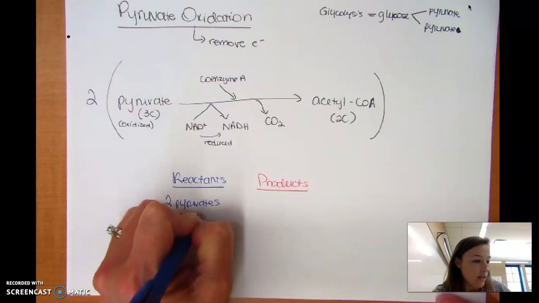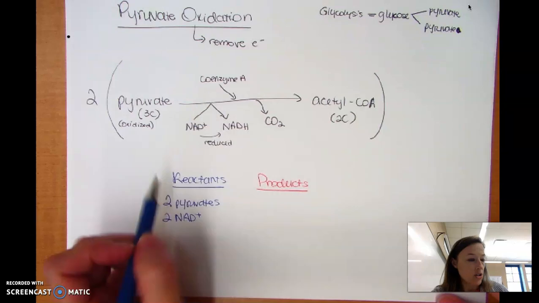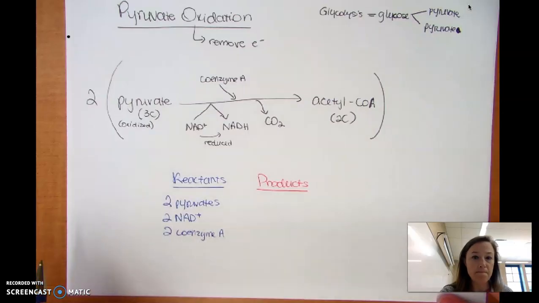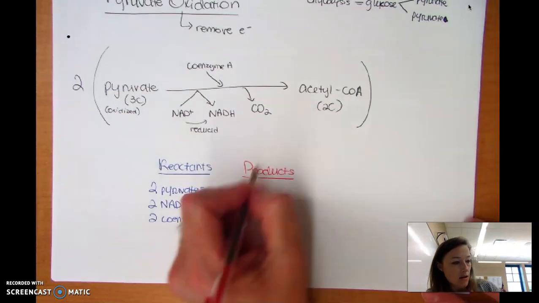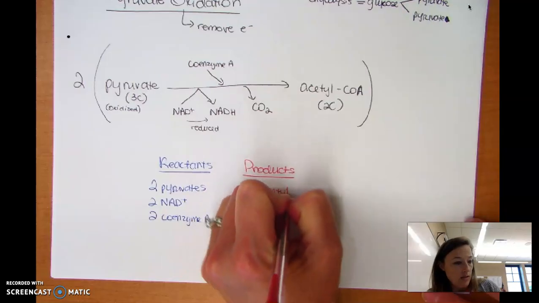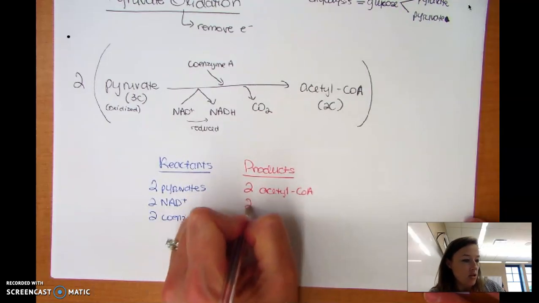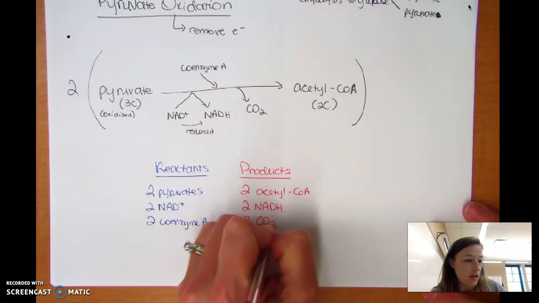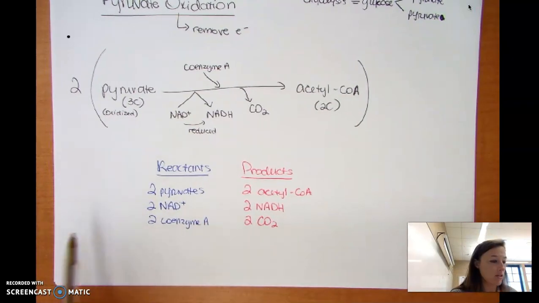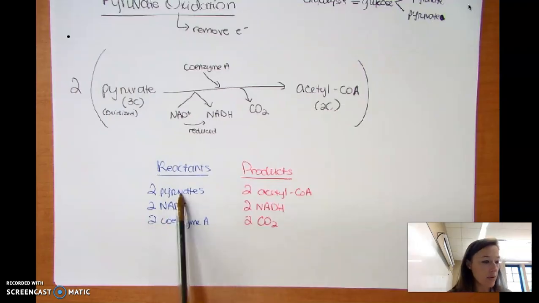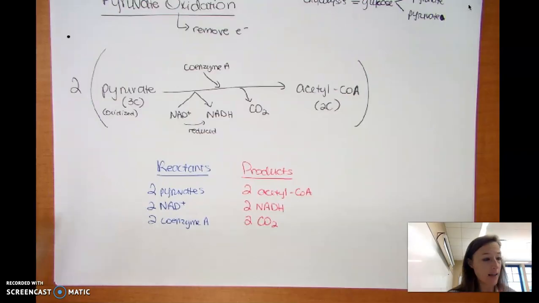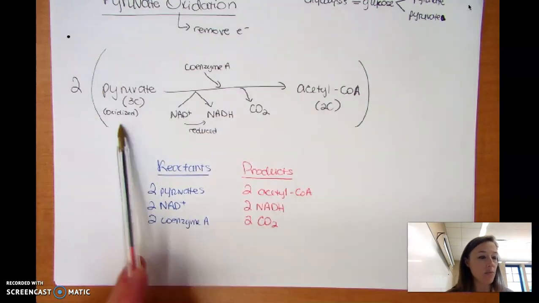2 NAD+, okay, so that's coming in right there, and 2 coenzyme A, okay. Our products are 2 acetyl-CoA, 2 NADH, okay, and 2 CO2, okay. So 3 things coming in, 3 things coming out. Pyruvate becomes acetyl-CoA, coenzyme A also becomes acetyl-CoA, the NAD+ becomes NADH, and this carbon comes off of the pyruvate. Okay, and so that is it. These are the reactants, these are the products, this is the overall process.